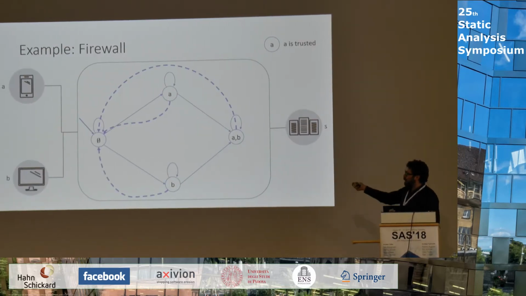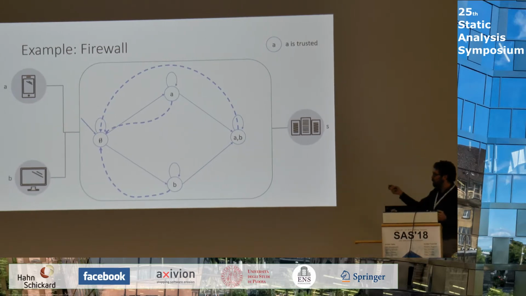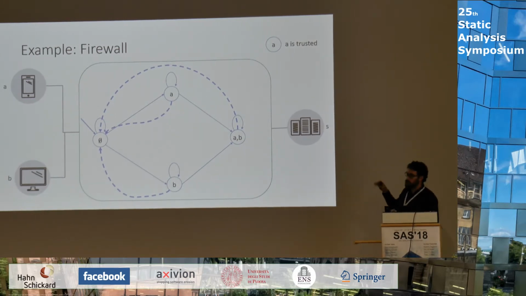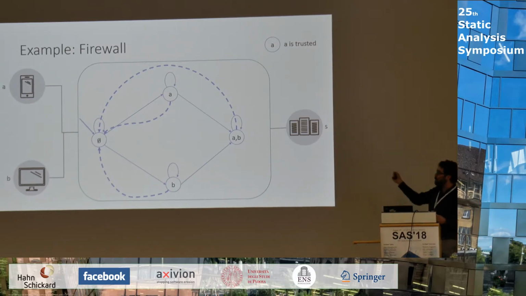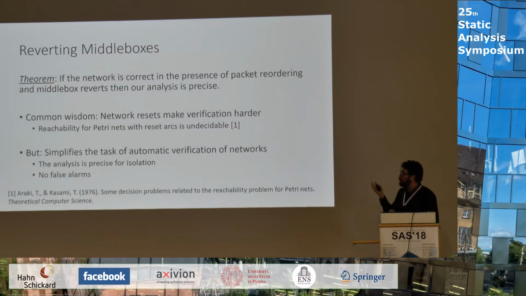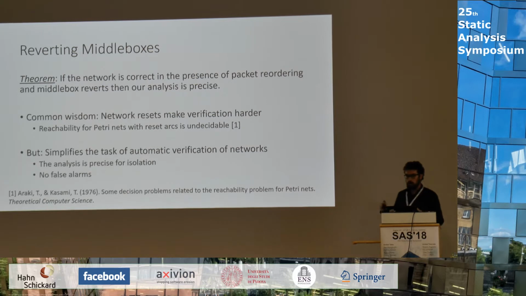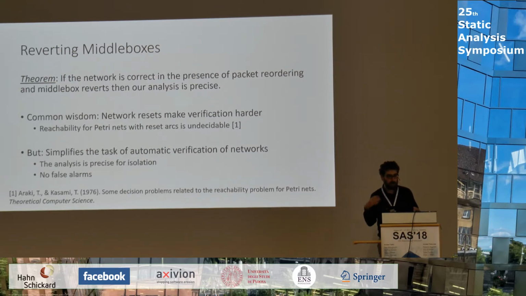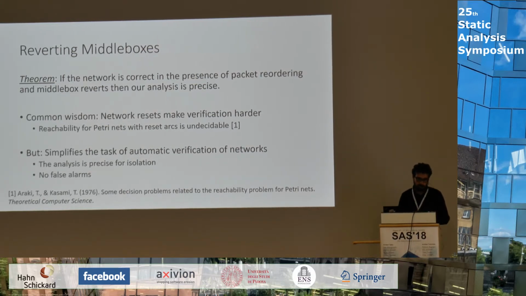And how does that look in our same firewall example? So we have the states that represent the trusted relation, and we have the additional non-deterministic edges that go to the initial state of the middle box. And it turns out that if your network is correct when the packets can be reordered and the middle boxes may revert to their initial state, then our analysis is precise. So we don't add any false alarms to the verification.